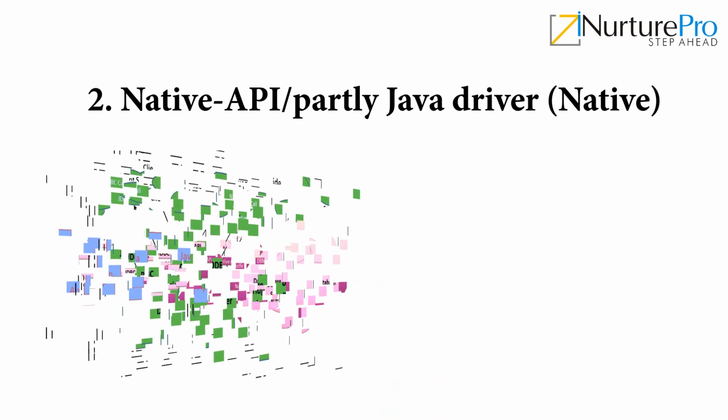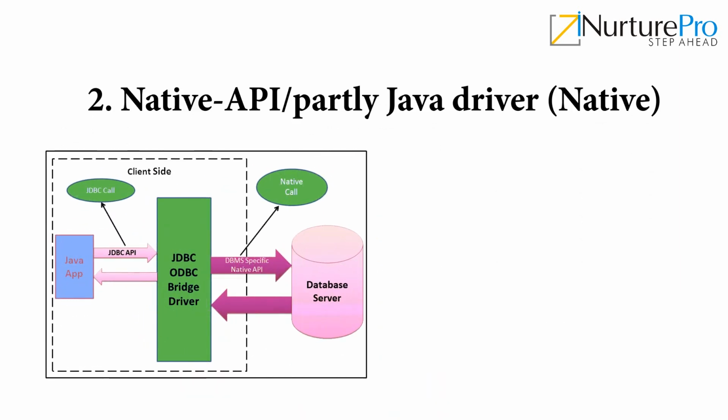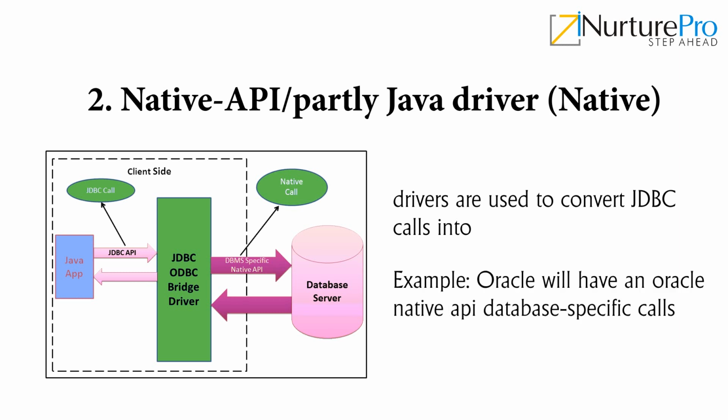2. Type 2, Native API, Partly Java Driver, Native. The particular characteristic of the Type 2 JDBC driver is that the drivers are used to convert JDBC calls into database-specific calls. That is, this driver is particular to a specific database. Some particular factors for Type 2 JDBC drivers are demonstrated as follows. Example, Oracle will have an Oracle native API.